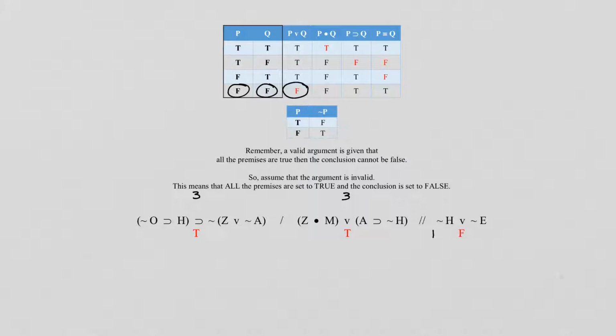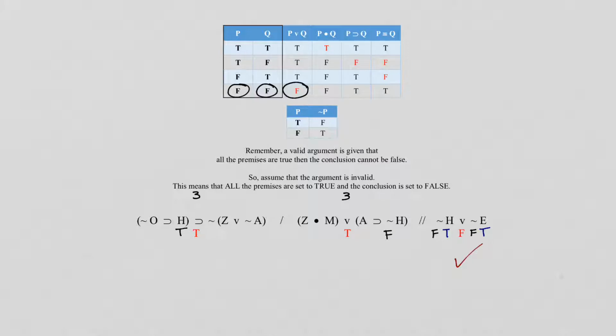Not H needs to be false, and not E needs to be false, which means H is true and E is true. And of course, the next thing we want to do is go through and make certain that all the H's are true and all the E's are true as well. So we'll start over here. H is going to be true, and then we have a not H here, so we'll just go ahead and put the false down.